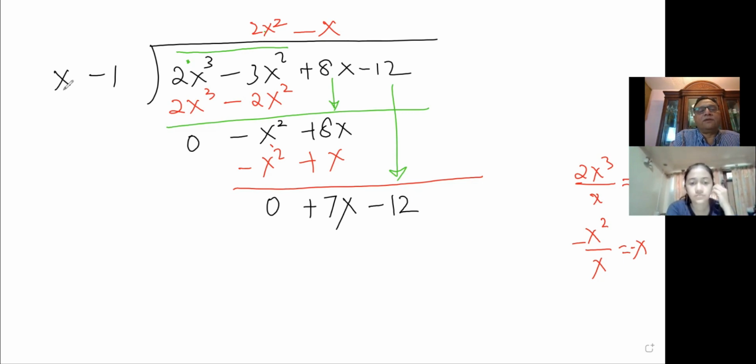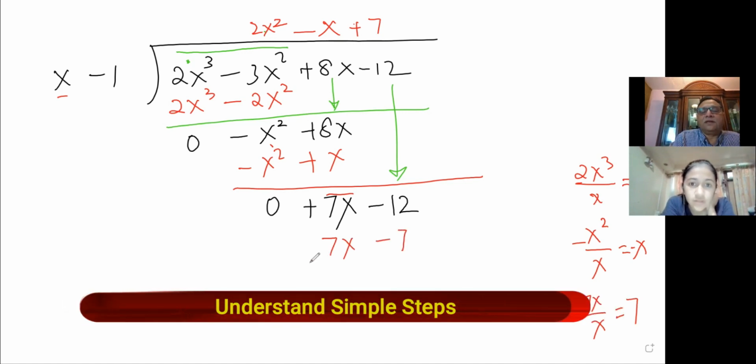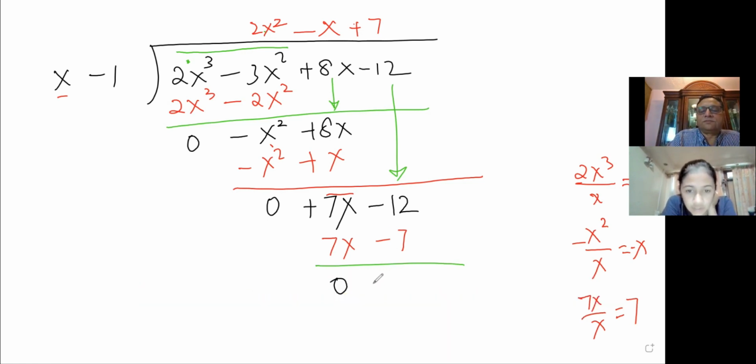7x now is to be divided by x, correct? Yes. So what should come in the quotient? 7x divided by x is 7. So 7 will be plus 7. And yes, when I write plus 7 here, I get 7x plus 7 times minus 1 is minus 7. And now we have to take away. So when we take away, what do we get? 7x minus 7 is 0, and here we get minus 5.